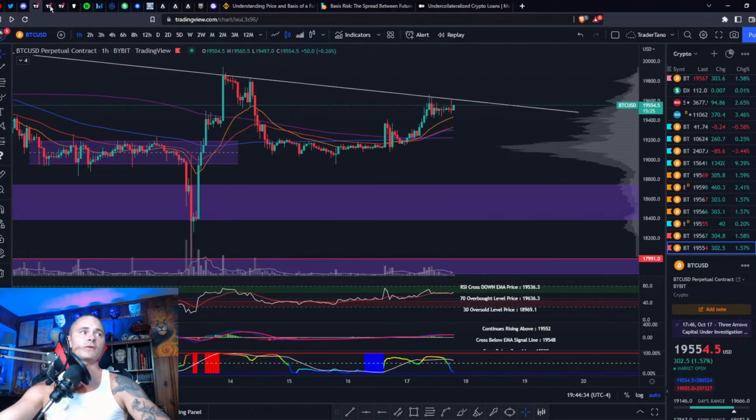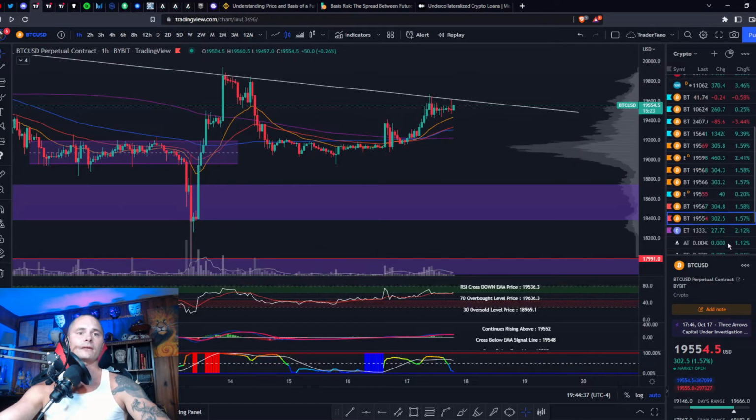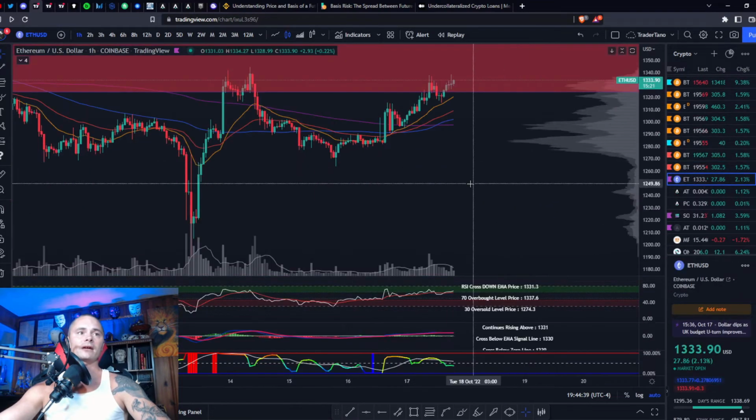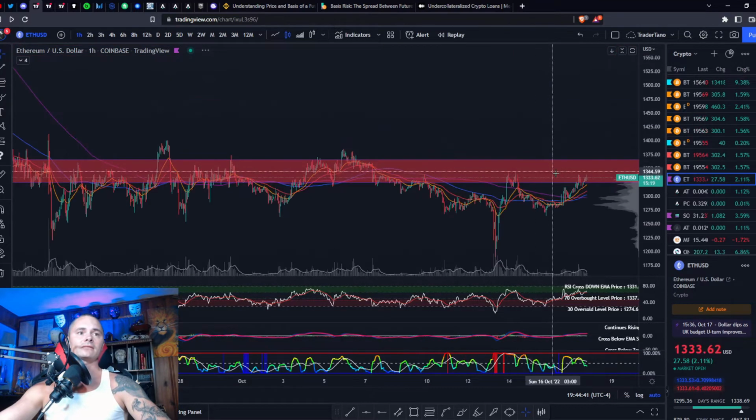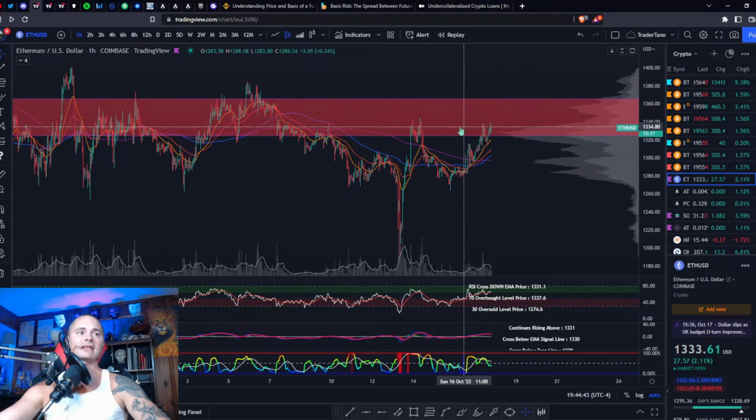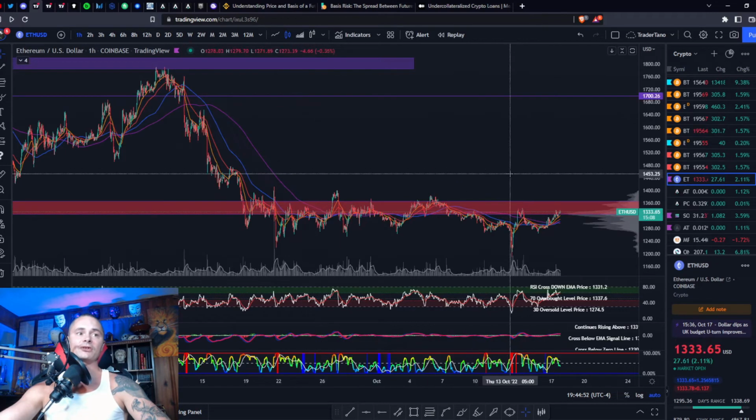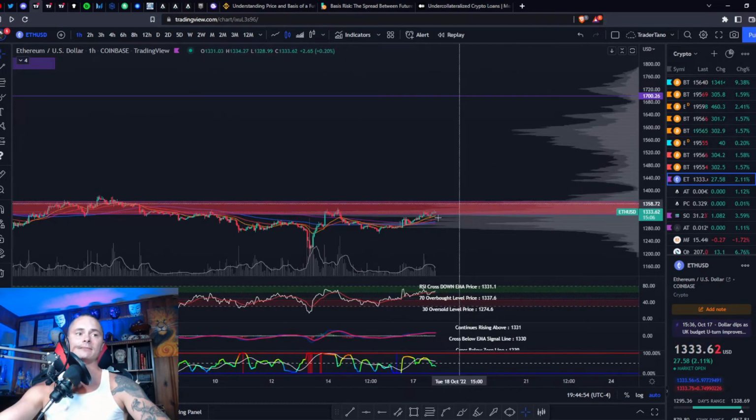All right, so let's move on to Ethereum. Ethereum here. Looking pretty good right now. Testing the last highs. But the last time we did this, we had a double top. Are we having another double top now? This red zone is going to be high resistance. We've had this red zone drawn for a long, long time, still being respected.